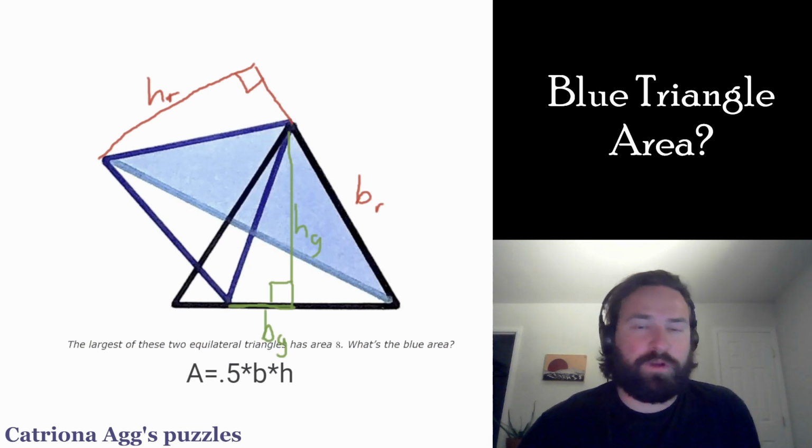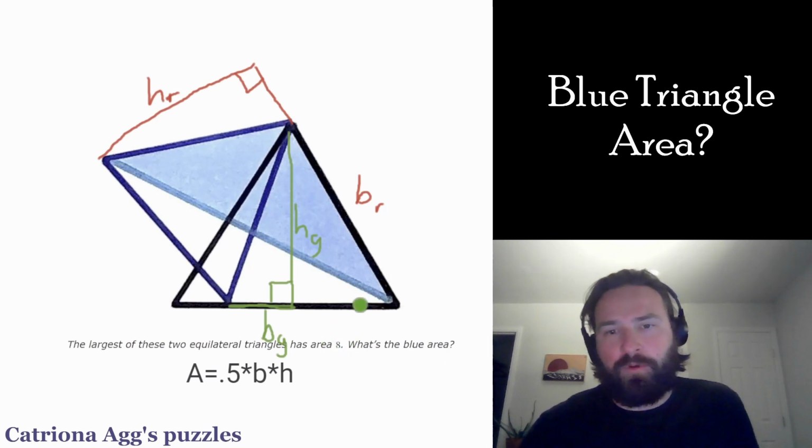Because if we can prove their congruence, then we'll be able to prove that the heights are the same. And if the heights are the same, then they have the same area. I'm going to bust this one open for you and tell you that they do have the same area. And we're going to prove how right now.